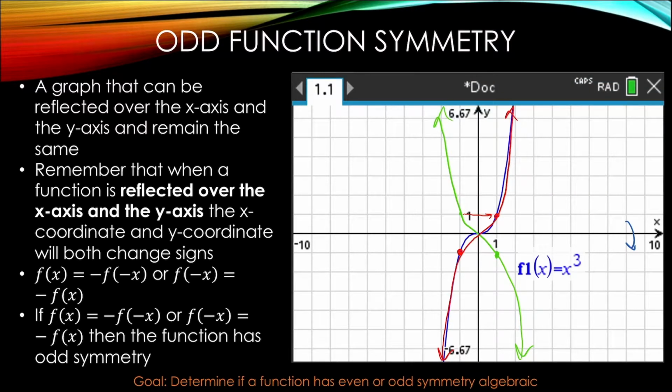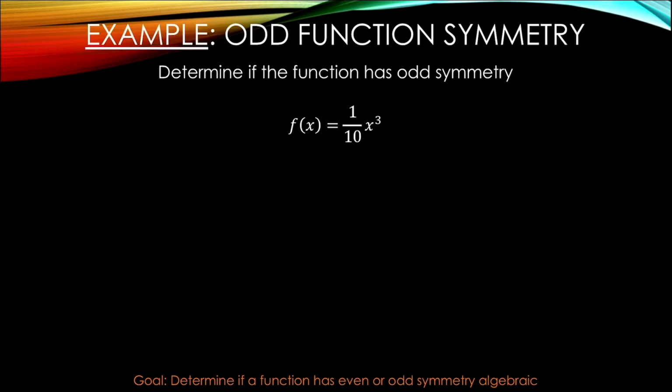Now graphically, or algebraically, I'm looking for f of x to equal a negative f of negative x. Okay, let's see what this looks like. So f of x equals 1/10 x to the third power, and we need to show that f of x equals negative f of negative x. So negative f of negative x.